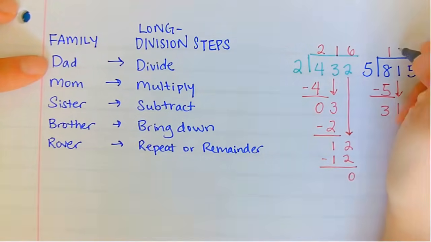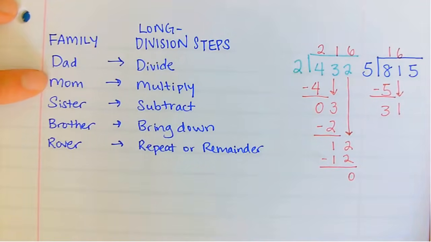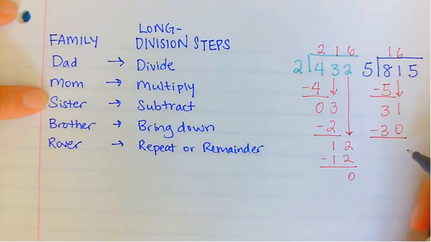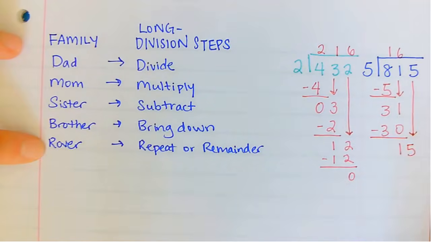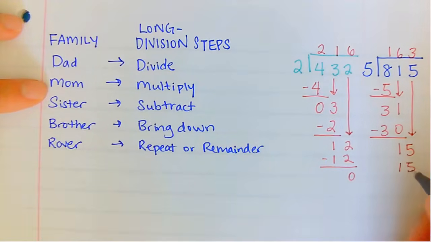31 divided by 5 is 6. Mom says multiply. 5 times 6 is 30. Sister says subtract. 31 minus 30 is 1. Brother says bring down. So we're going to bring down our 5. And Rover says repeat in his dog voice. So dad says divide. 15 divided by 5 is 3. Mom says multiply. 5 times 3 is 15.